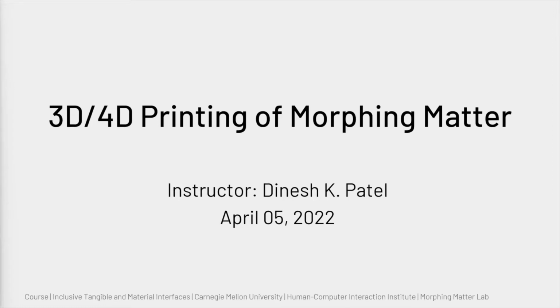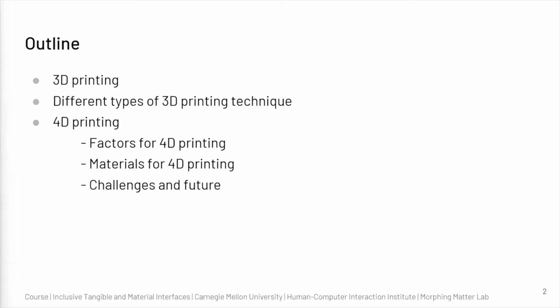So you have learned a lot of things regarding morphing matter. So today I will be covering the following points. The outline of my talk is: what is 3D printing, what are the different types of 3D printing techniques, and then, once we know different 3D printing techniques, what is 4D printing. Then we talk about the factors that affect or govern 4D printing, then what are the different materials available for 4D printing, and I will conclude my talk with the challenges and the future of 4D printing.